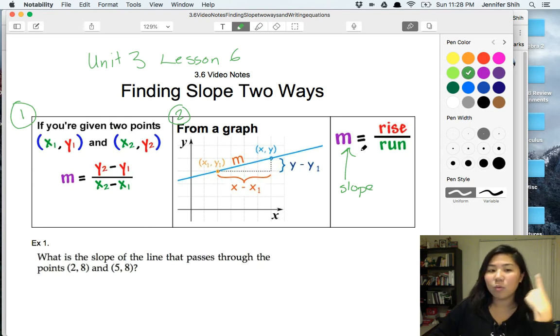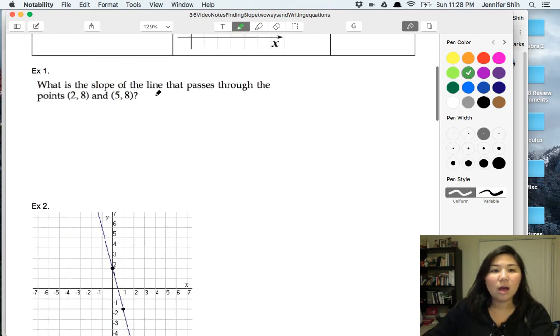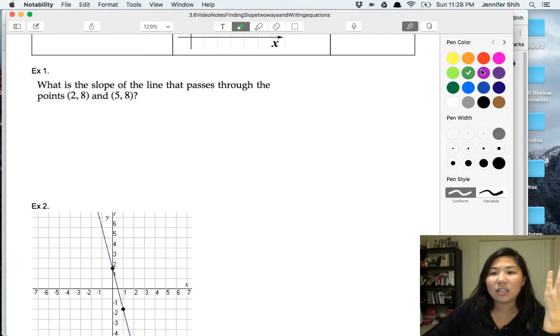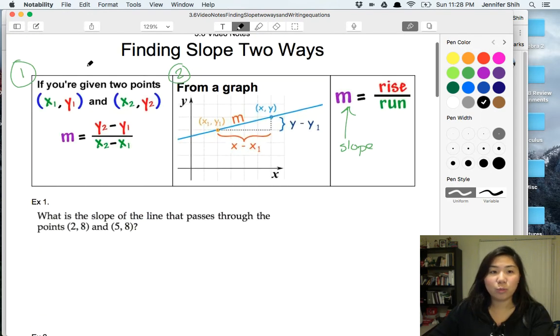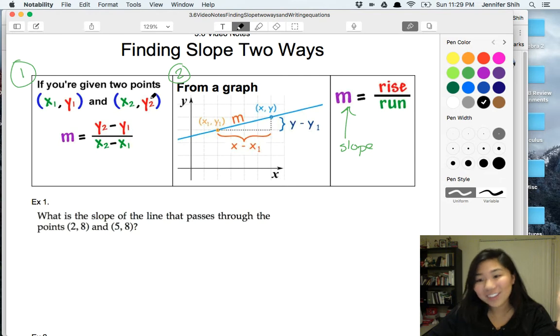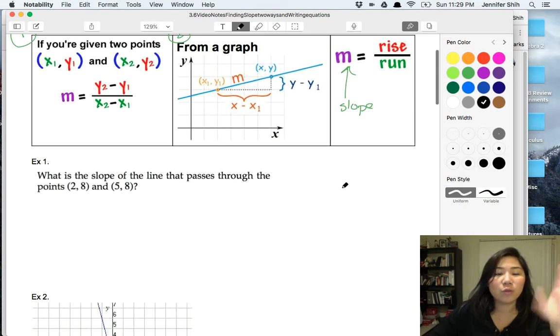First example, what is the slope of the line that passes through the points (2, 8) and (5, 8)? And this type of slope is when you use 2 points. If you're given 2 points, not only can you find the slope, but you can write an equation of the line, which is exactly what we want to do today. So we're going to use this formula.